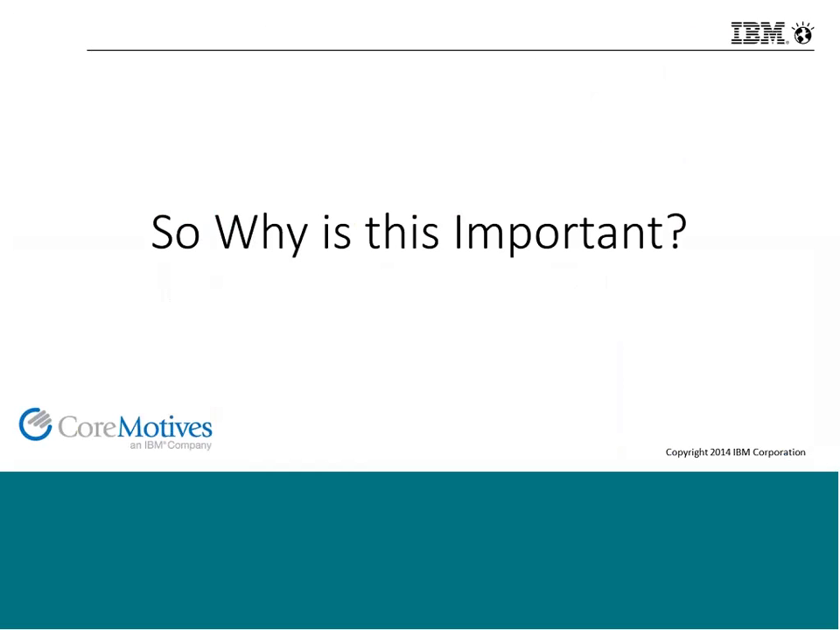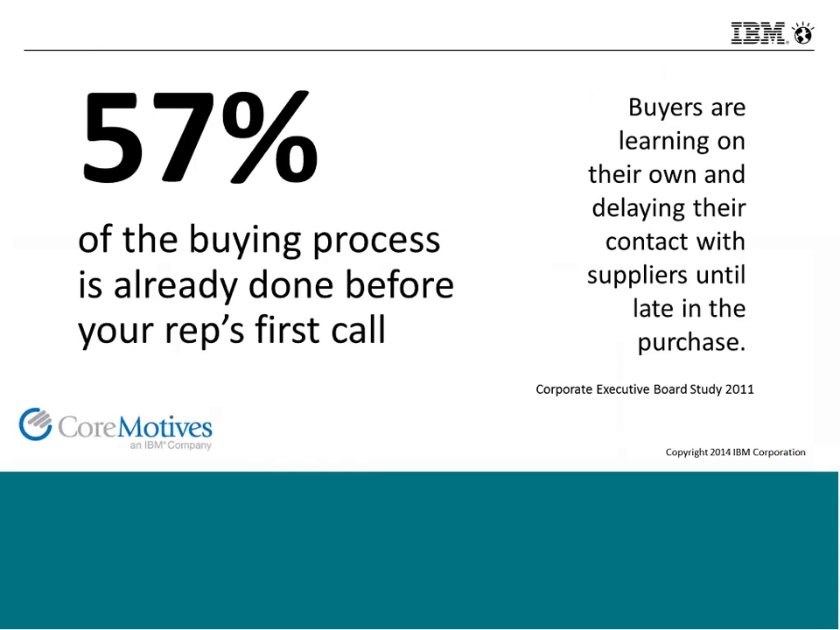So some of you might ask, why is this important? I'm sure you have seen this number before, but I think it's a very important number, and I want to make sure I hit on it. Your prospects are, on average, 57% of the way through the buying cycle before they even reach out to any of your sales reps. Like I said just before, they're researching and learning on their own, delaying the need to reach out to your sales team until late into the purchase.